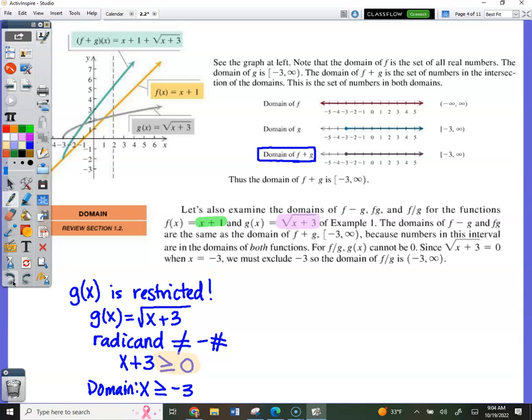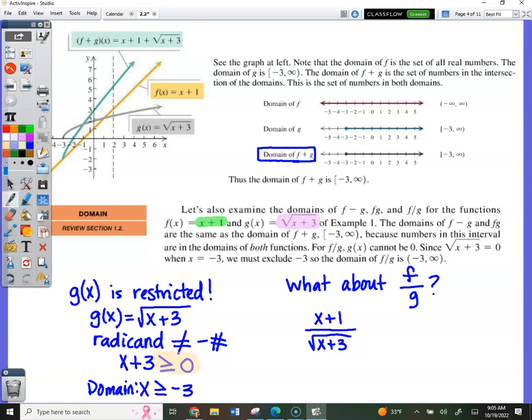Now, notice what's different when you divide them. Let's make a note. What about f divided by g? Write f divided by g. f is x plus 1, and g is the square root of x plus 3. Isn't that f divided by g? I just shoved them in a fraction: f on top, g on bottom.